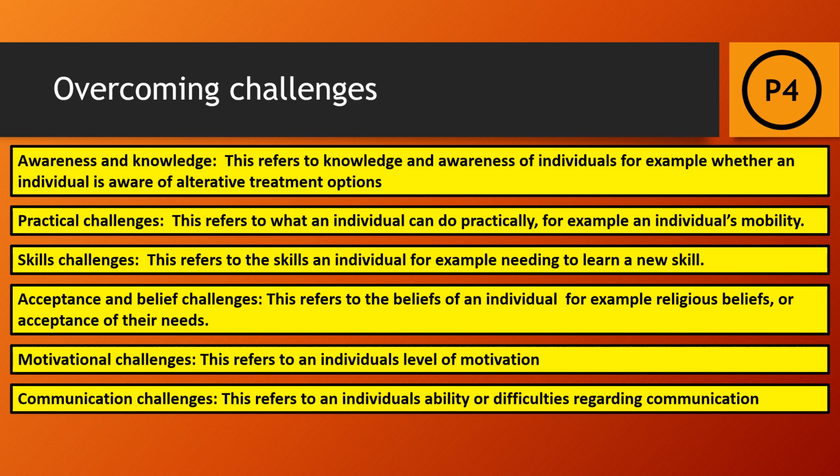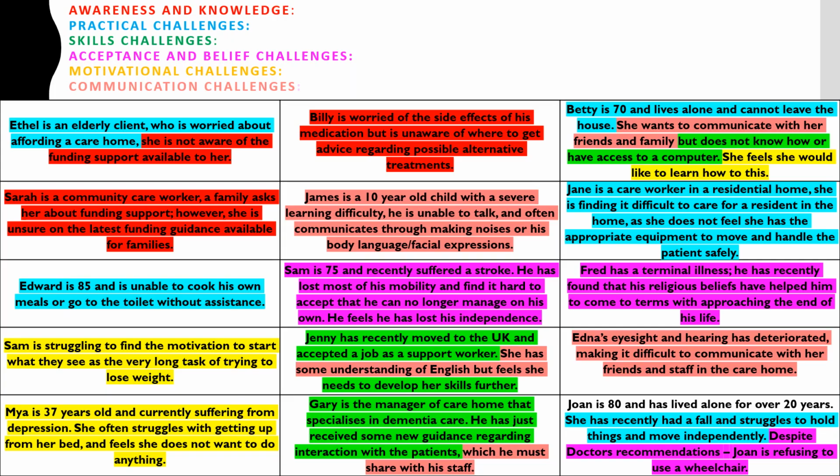So when it comes to these 6 challenges, what we need to think about is how they might apply. Now this screen has a load of potential, very obscure and random contexts, case studies and issues. But what I wanted to highlight is that an individual can have several challenges facing them in any given context. For example, we've got Billy, who's worried about the side effects of his medication. He's unaware where to get advice regarding possible alternative treatments. That is really an awareness and knowledge issue because he doesn't know how to get access to other support.